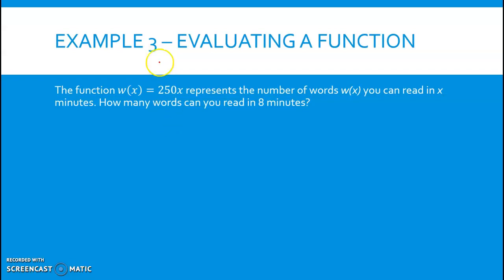So we kind of talked about function notation in vocab, but as we read this, we see the function W of x. That's how we say it. W of x equals 250x represents the number of words, which is our W of x, you can read in x minutes. How many words can you read in 8 minutes?